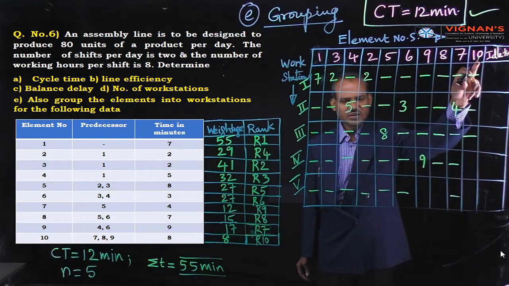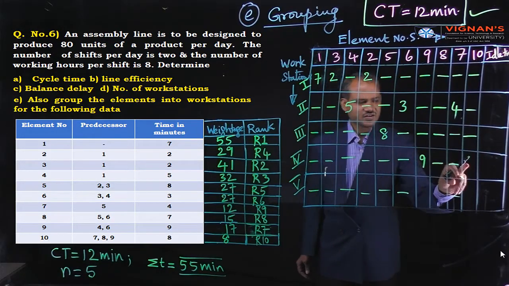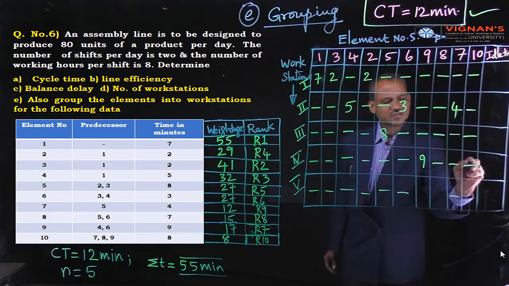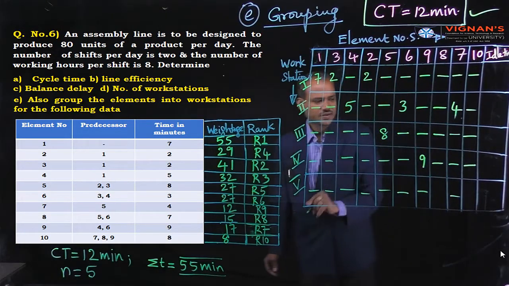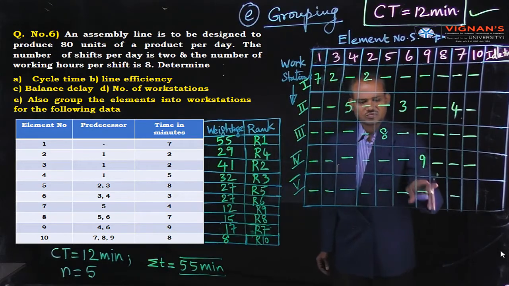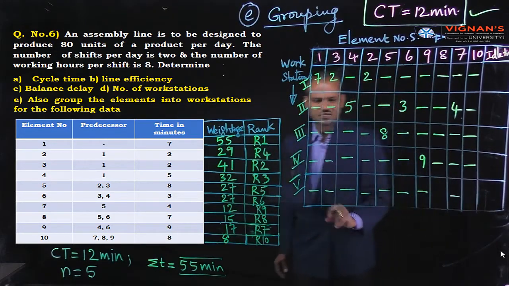Next, for element number 10, what is the timing? 8. 9 plus 8, 17. Not possible, which is more than this. So here, dash. Okay. Now coming to workstation number 5. This is the last workstation.